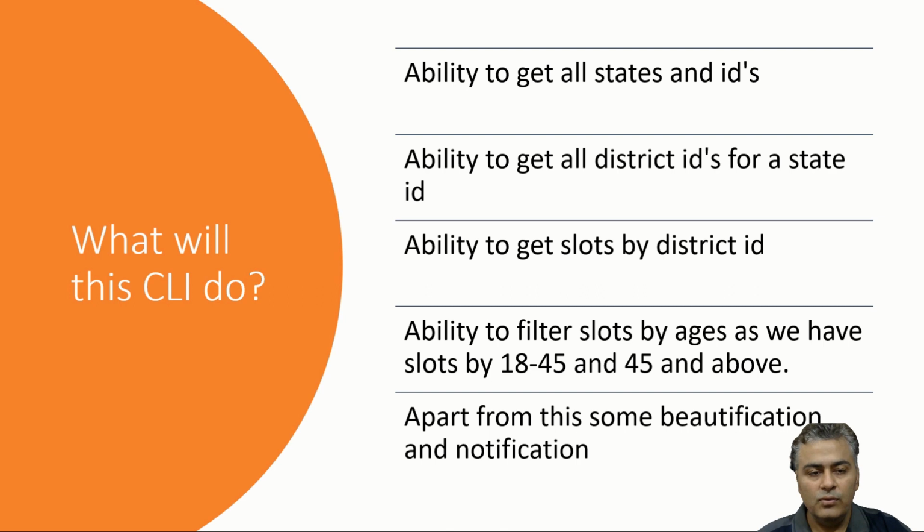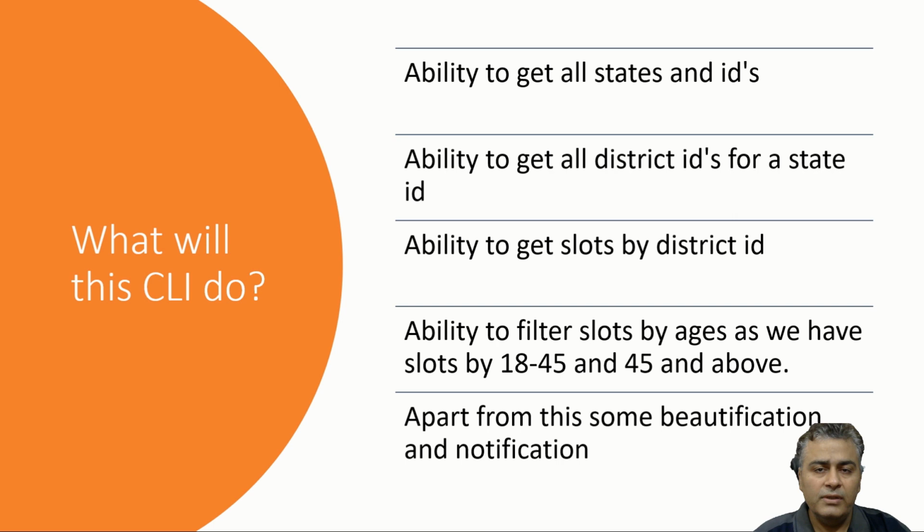Moving on, what will this CLI do? In India, the country is comprised of different states, and states have different districts. So we want our CLI to have the ability to get all the states. Then we want our CLI to have the ability to get all the districts of a state, because I am more interested in knowing what vaccination slots are available in my district, right? So based on those districts, we are able to get the slots.